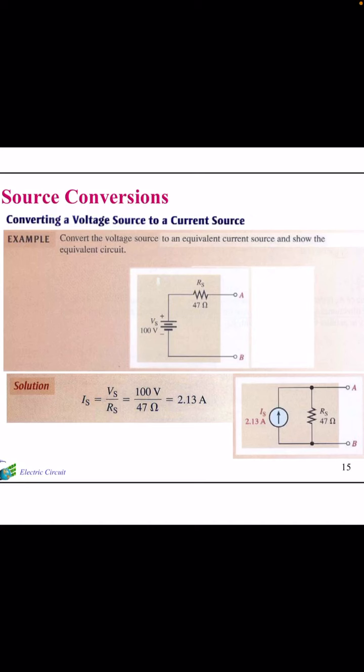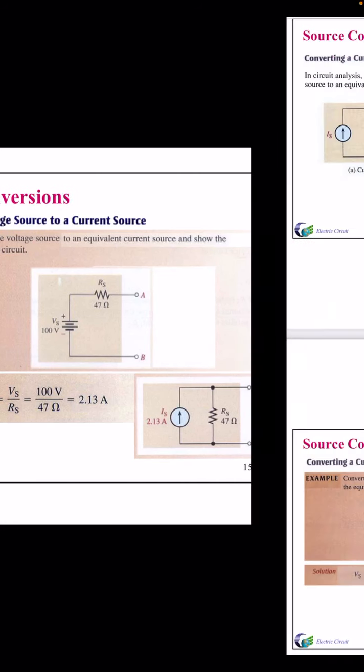Such calculations are not possible in this video, but whenever you are listening to this lecture, try to do this simple math on paper. So this 2.13 ampere will be our current source, and the 47 ohm Rs will be connected in parallel. So this is your answer.